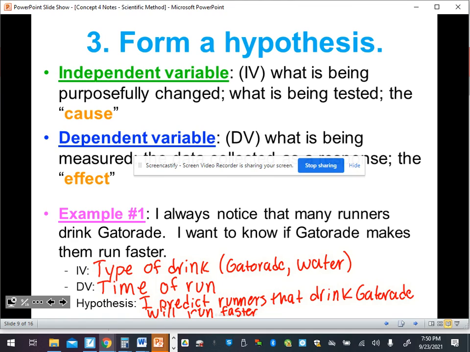And if you don't know what those are, they're the additional things in there that help to replenish your body as you sweat them out. So I predict runners that drink Gatorade will run faster because it has electrolytes. So this is a big word, electrolytes.